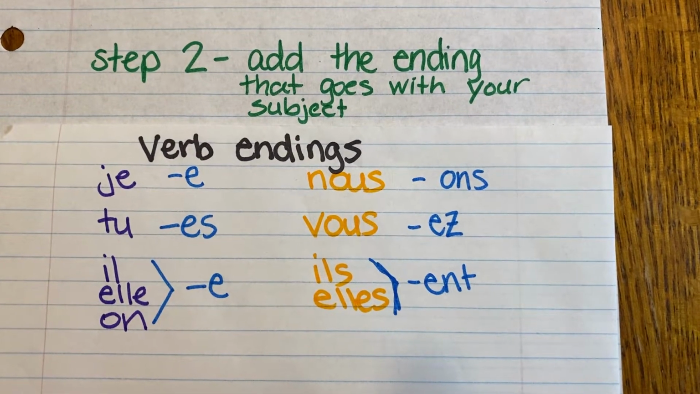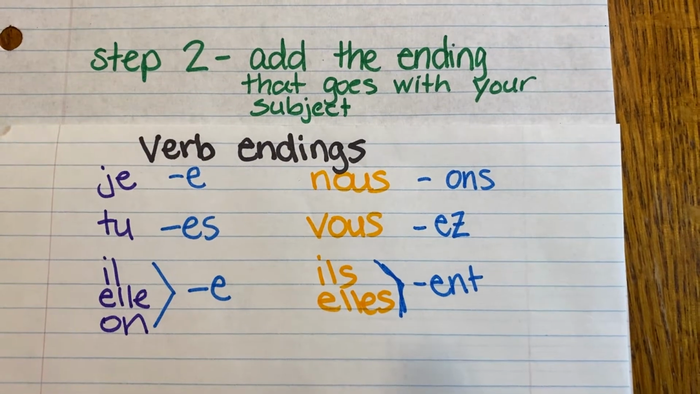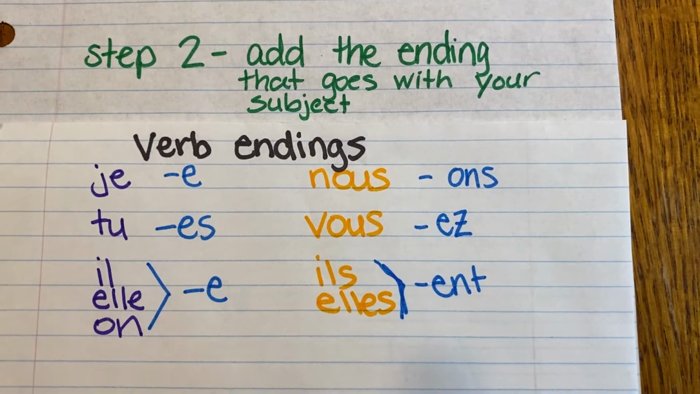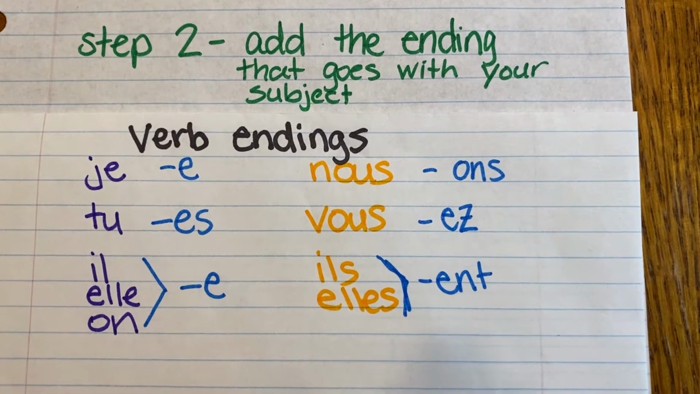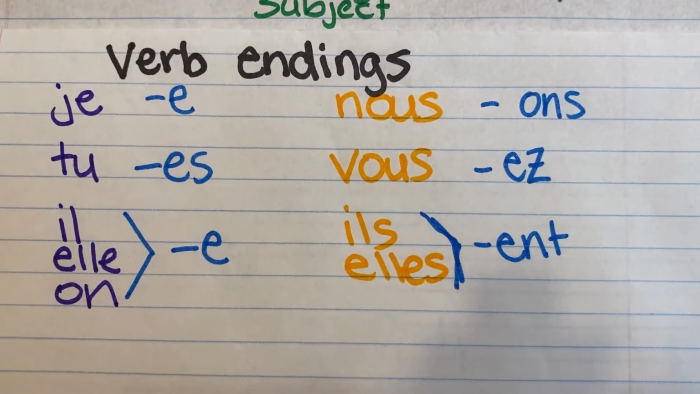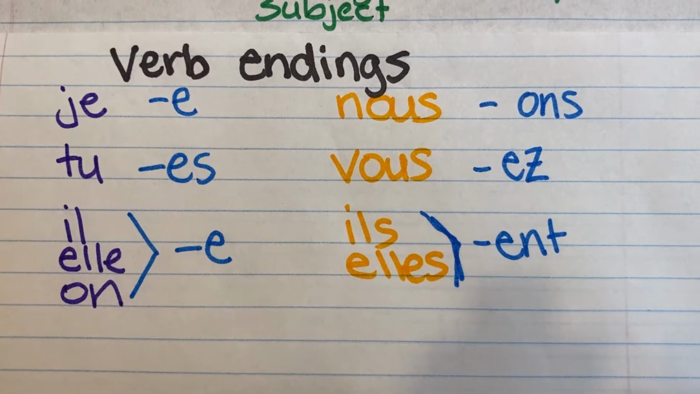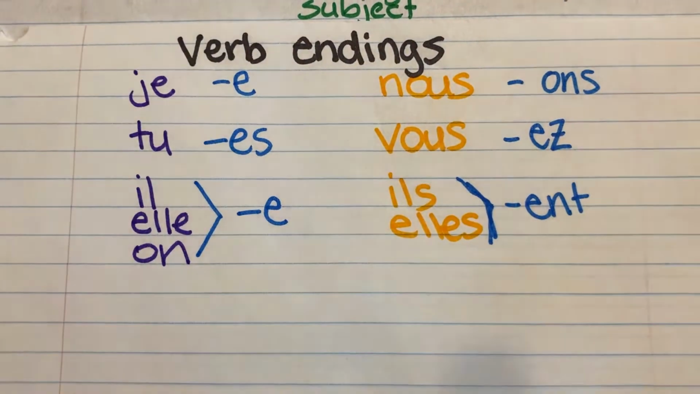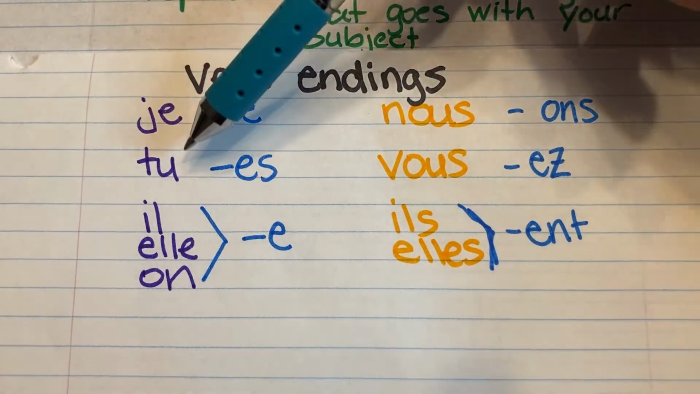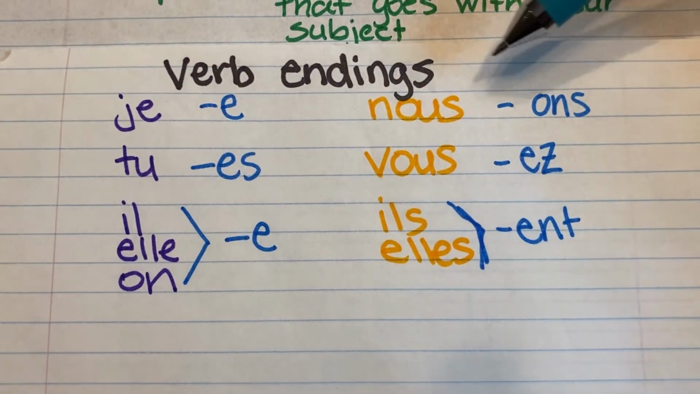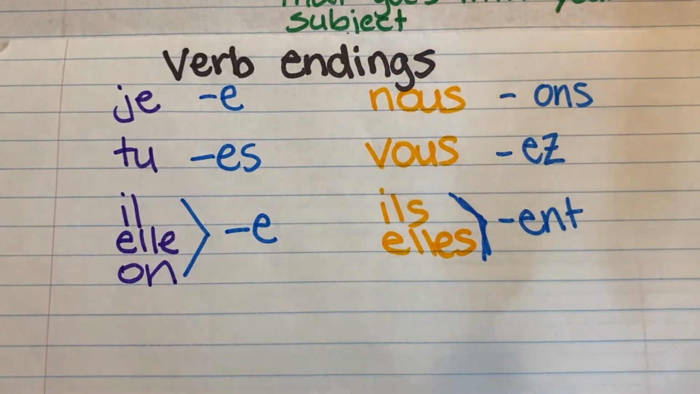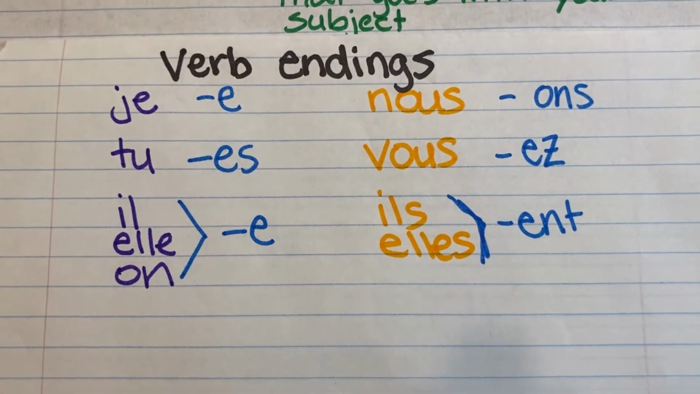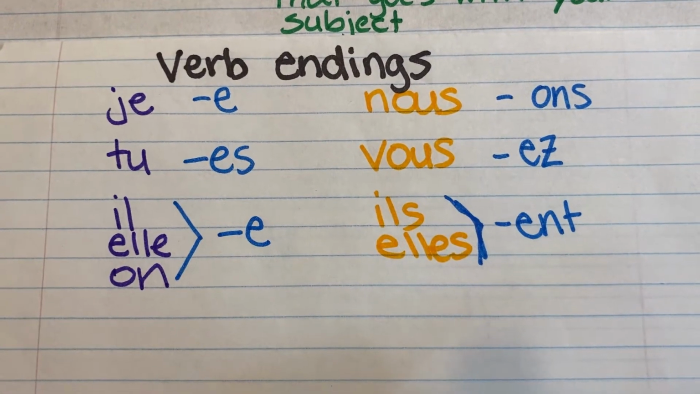Okay, so you have to pick the ending that goes with the subject. So here are the endings that you're going to add depending on the subject. If your subject would be je, add an E. If it's tu, es; il, elle, or on, E; nous, ons; vous, ez; ils or elles, plural, it's going to be ent. Note on this side, I have all of my singular subject pronouns, and on this side, I have all of my plural ones. And you'll see this set up this way in textbooks a lot of times. You'll see why in a minute, but they do it for a reason.